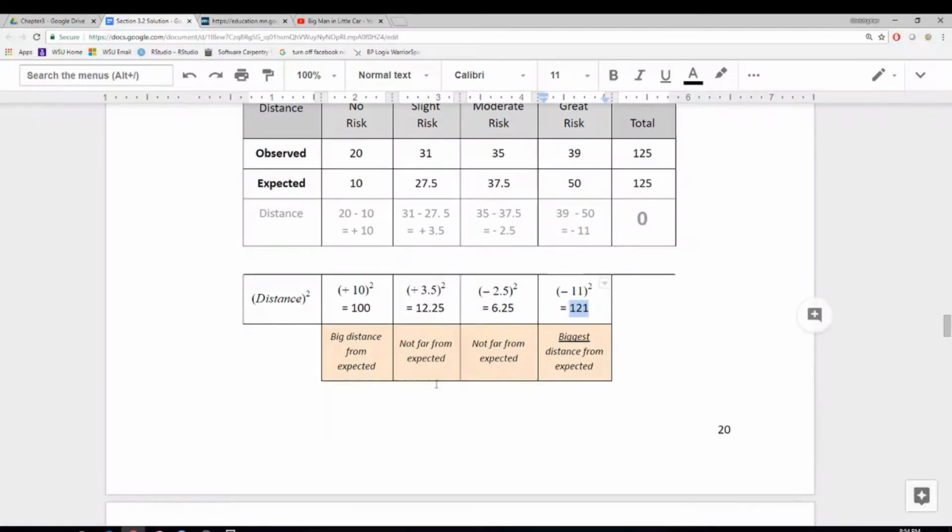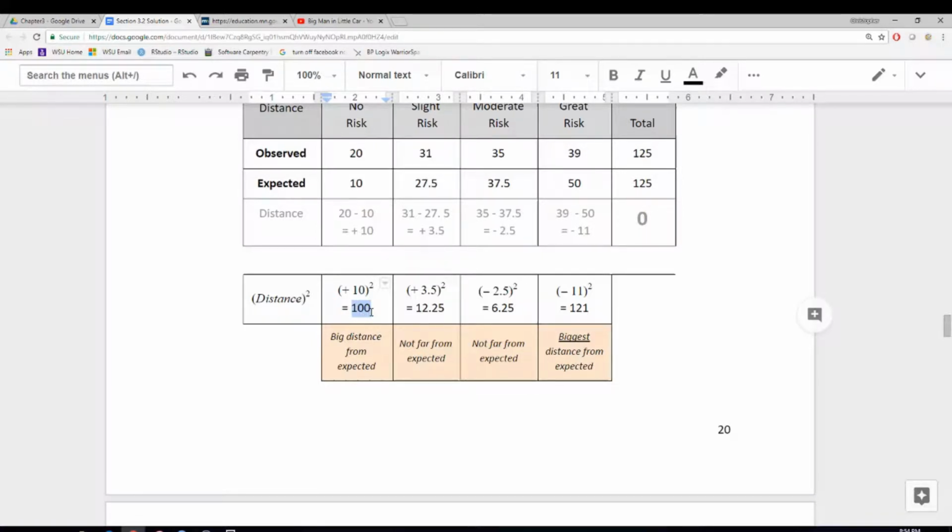Now, just looking at these squared distances, it looks like this one is pretty darn small. That's pretty close. So we're not very far from the expected there. Certainly, if we look at the numbers, we can see that 35 is indeed pretty close to the expected number. Likewise, for the slight risk group, we're pretty close to the expected number here.